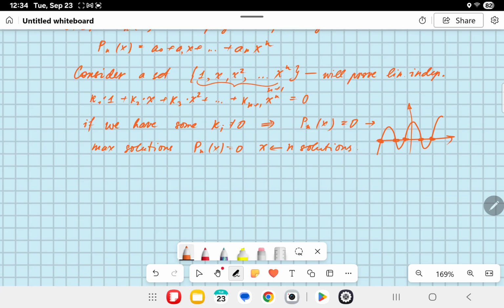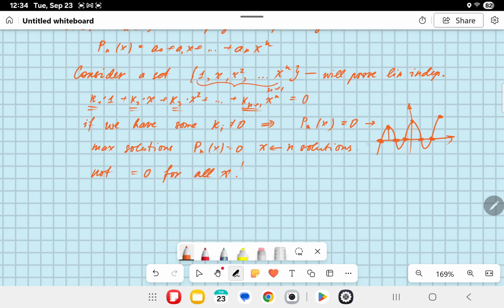Well, there are n solutions, but what is going to happen to the rest? For example, for this x, or this x, or this x, they're not going to be equal to 0. So we see that the whole polynomial cannot be equal to 0 if there are some non-zero coefficients. It's going to have n solutions at most, but not be equal to 0 for all x.